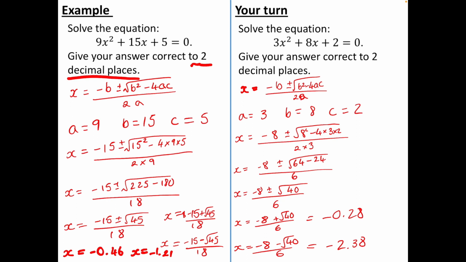Okay, and there are the two answers that I've got. So the first step was to write down the formula, then write down what are A, B and C, substitute in and do as much simplification as you can by hand before then taking my calculator to work out those two answers.